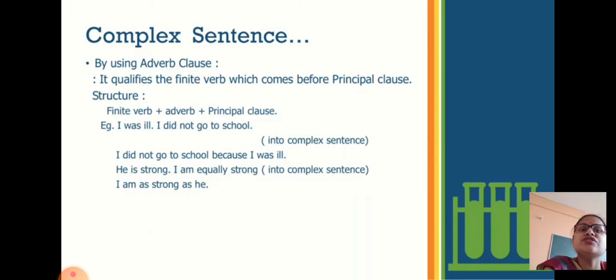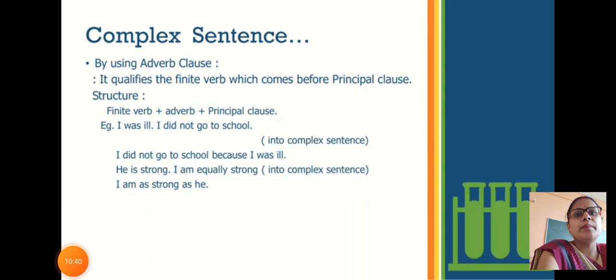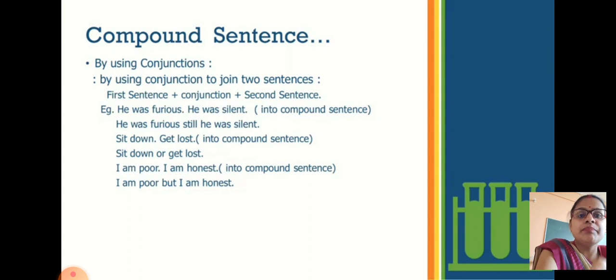So hope students you have understood the concept of complex sentences. Now we will read more about your conjunctions part. If you have read in your lower classes, conjunctions are basically used in compound sentences, where by using a conjunction we join two sentences: first sentence, conjunction, second sentence.